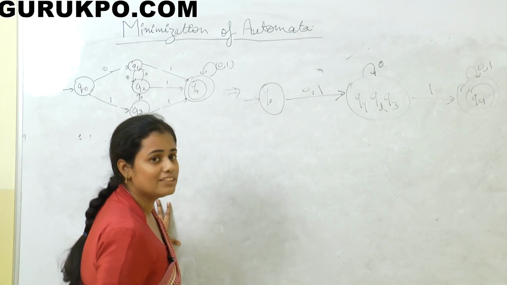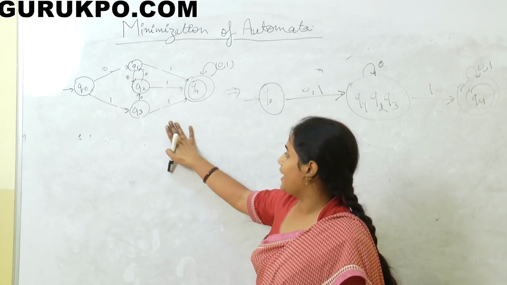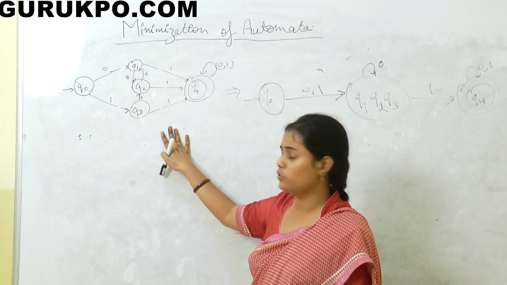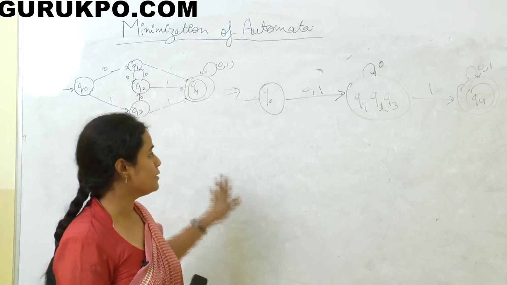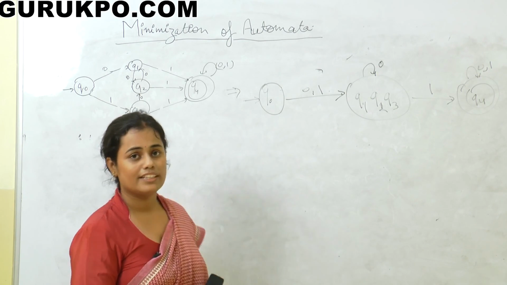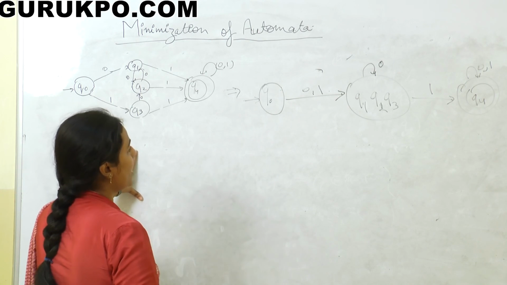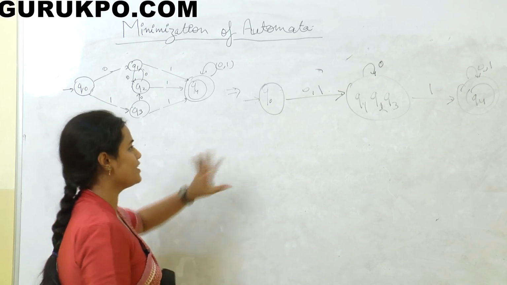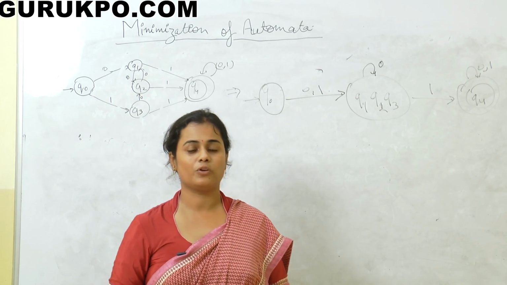Now, what is the advantage of minimizing automata? In this diagram we have 5 nodes. This diagram is very complex to understand, but in the simpler form we only have 3 nodes. Then this diagram can easily be understood by anyone. So we can minimize any automata in this way. Okay, this is all about minimization of automata. Thank you.